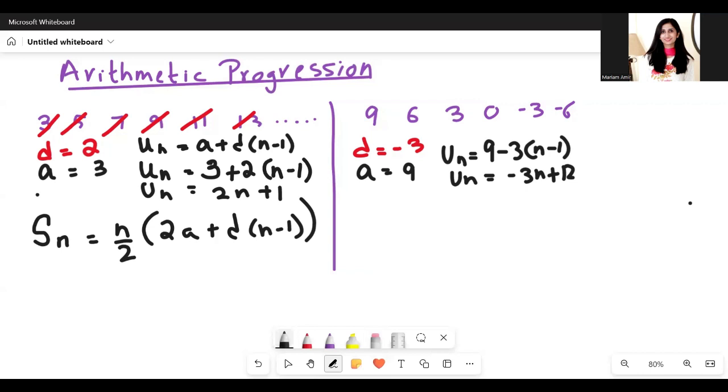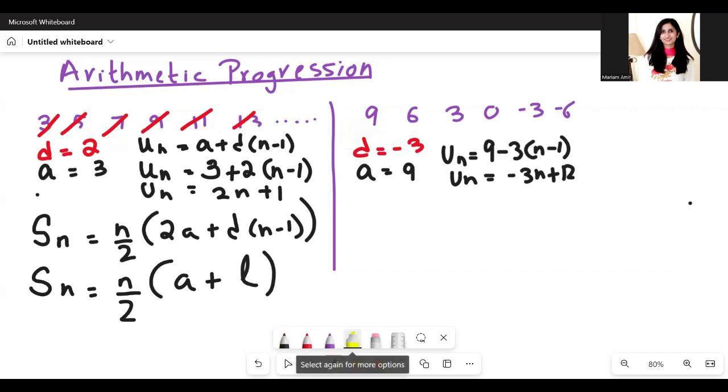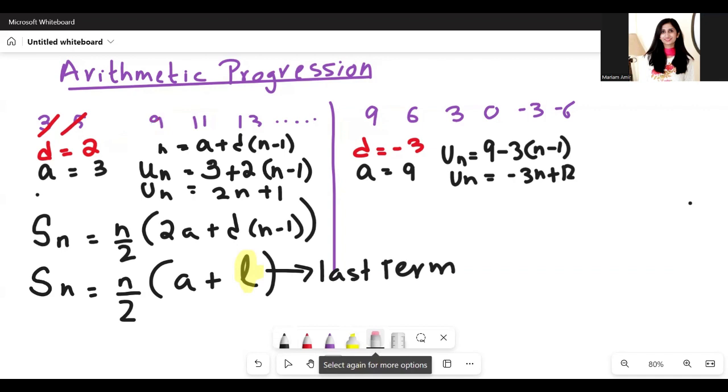And there's another variation to this formula. You can also find sum of the first n terms of an arithmetic progression using this formula, n over 2 times a plus l, where n is the same thing, the value of n, a is the same thing, the first term, and l here is the last term. Now, what do we mean by the last term? Let's look at this same series. This is 3 and this is 7.